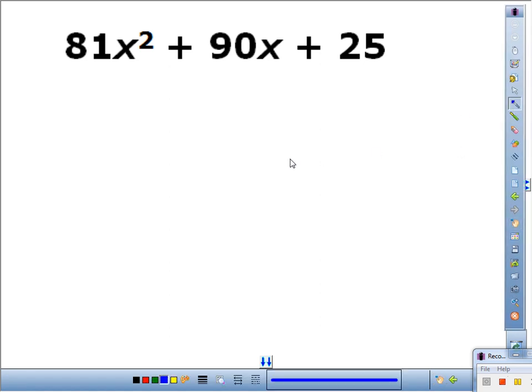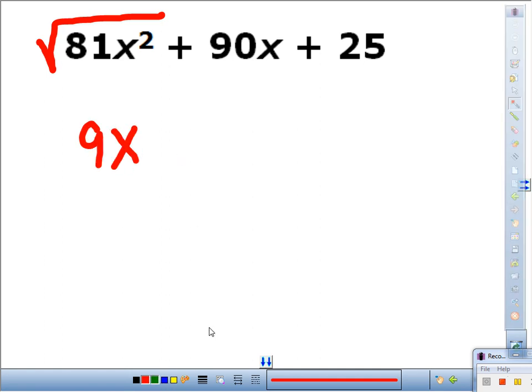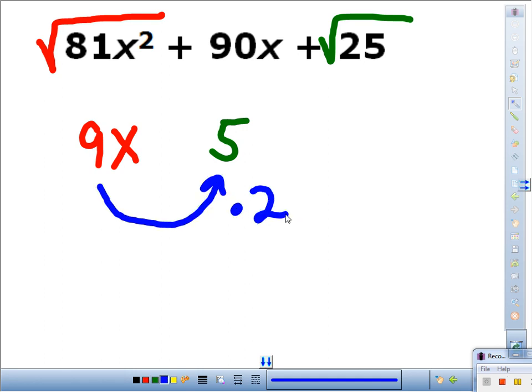They want us to see if this is a perfect square trinomial. Well, let's see. Can I take the square root of the first? Yes, that's 9x. Can I take the square root of the last? Yes, that's 5. However, what's the last thing that we need to check? To see if this times that times 2 gives me this number. What is 9x times 5? 45. Times 2?